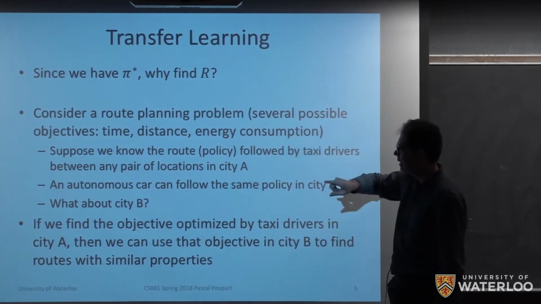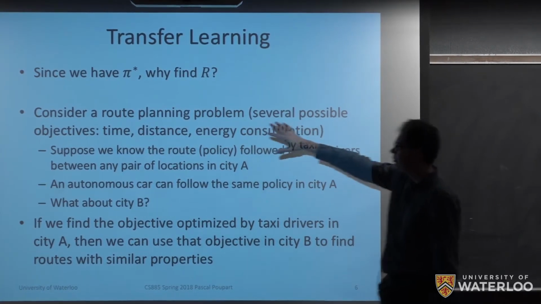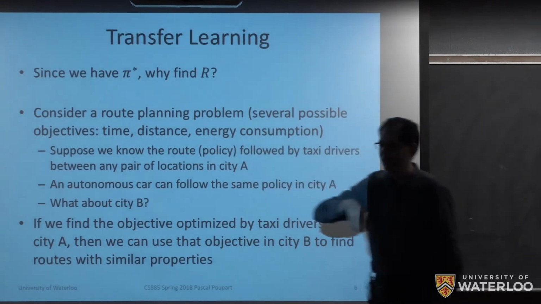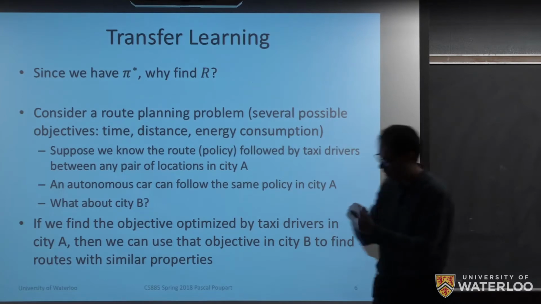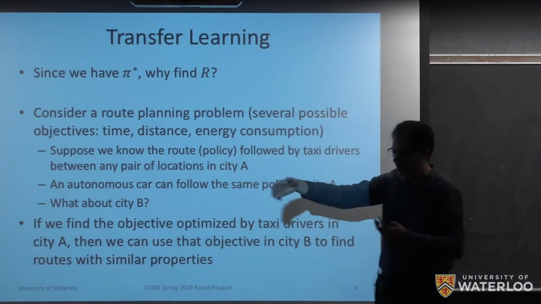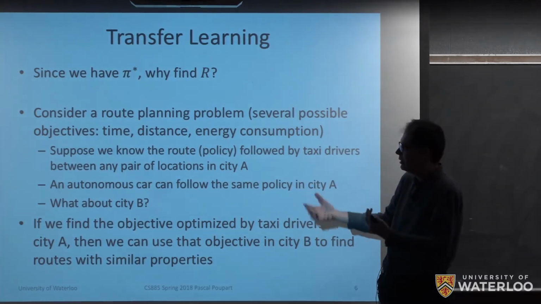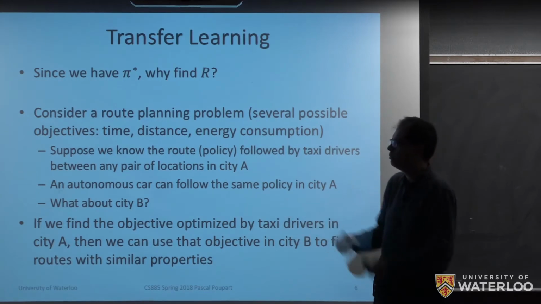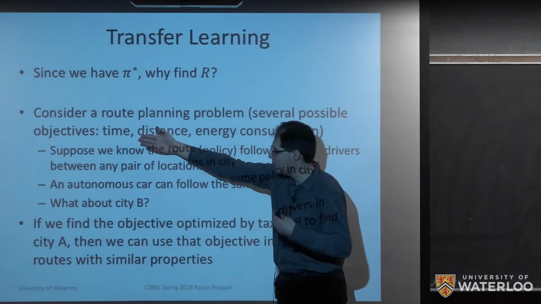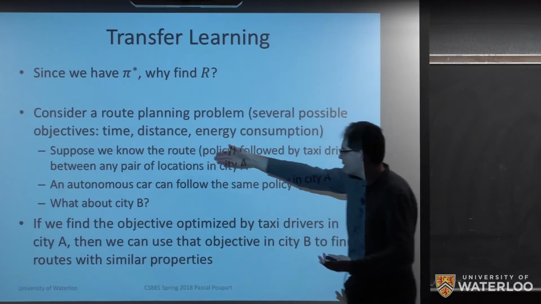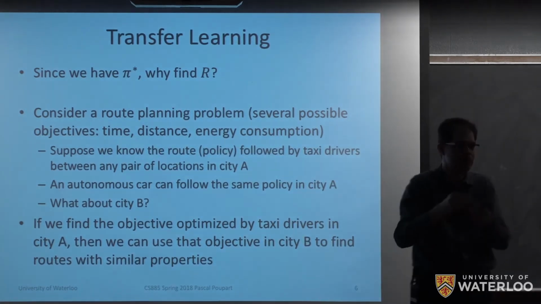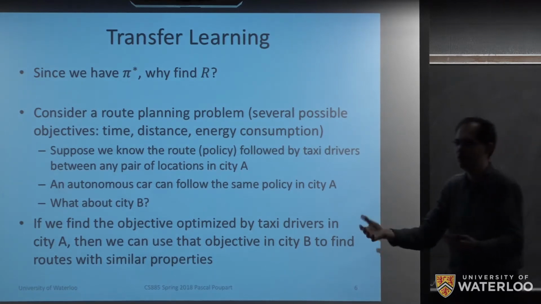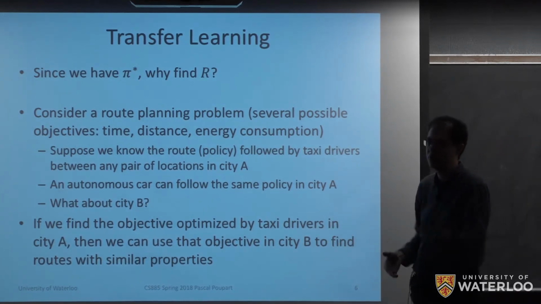So here I've got an example. Let's say that we want to do route planning, and there might be several objectives. You're driving a car in a city, and whenever you want to go from point A to point B, you might want to optimize based on time, based on distance, based on energy consumption. You could even add maybe based on the scenery. So there are lots of reasons why you might pick a route over another one.